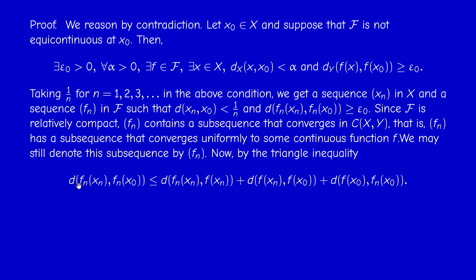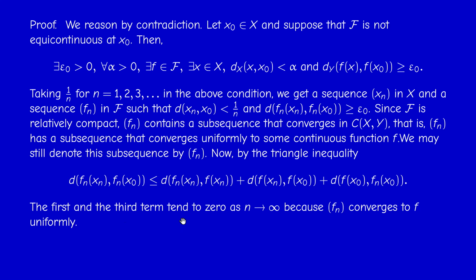Now I will get a contradiction. The distance between fn of xn and fn of x0, by the triangular inequality, I introduce f(xn) and f(x0). Now, the first term tends to 0. Why? Because fn converges to f uniformly, so this is less than delta(fn, f). And the same thing here: both terms are less than delta(fn, f), and delta(fn, f), by our change of notation, converges to 0. If we wanted to write the subsequence, we would have written fnk and nk everywhere. So this simplifies the notation a little bit, but doesn't change anything fundamental.